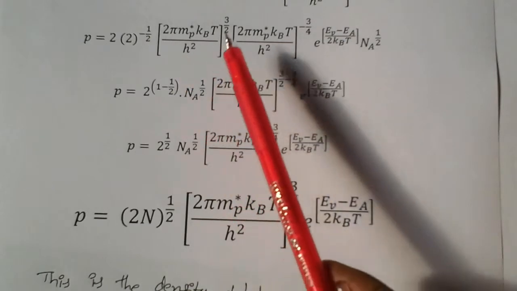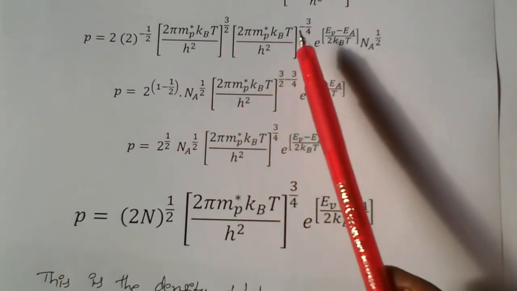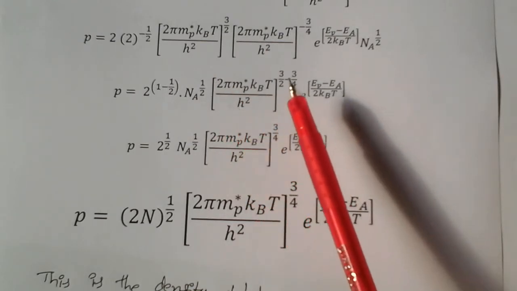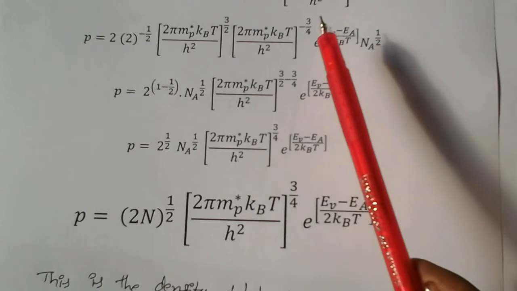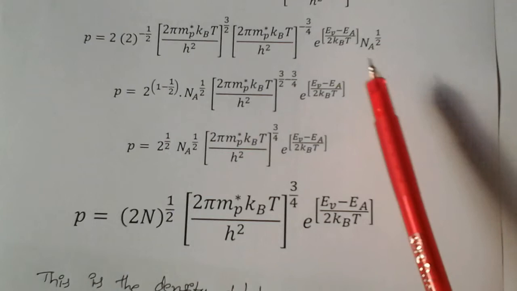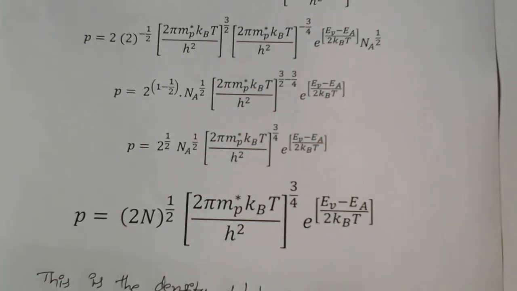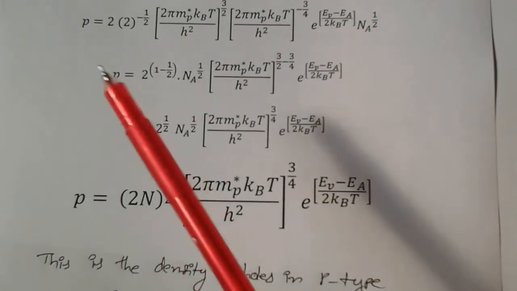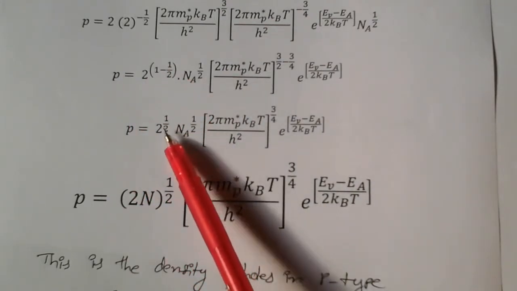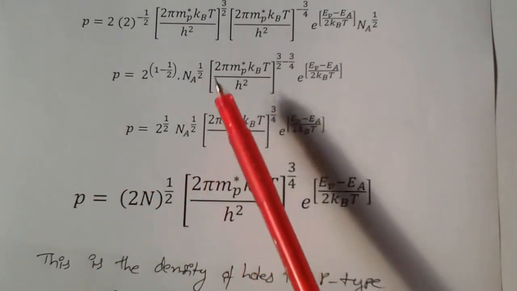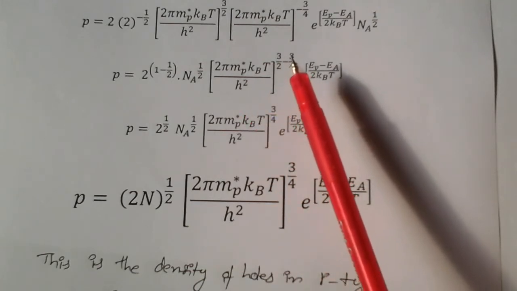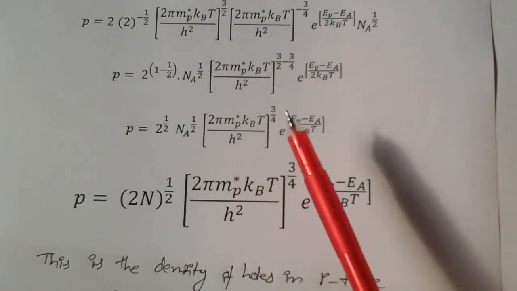2 pi mp star kBT by h square whole power 3 by 2, and 2 pi mp star kBT by h square whole power minus 3 by 4. So bases are same. That's why I am writing only 2 pi mp star kBT by h square whole power 3 by 2 minus 3 by 4. E power of (Ev minus Ea) by 2 kBT, the same value I am writing here. Now if I simplify it further, 2 power 1 minus 1 by 2 value is 2 power 1 by 2, Na power 1 by 2, 2 pi mp star kBT by h square 3 by 2 minus 3 by 4 value is 3 by 4, that's all.